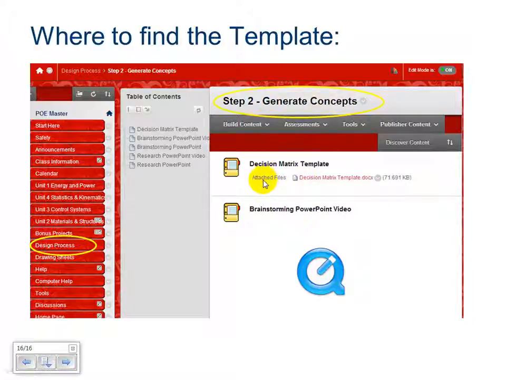So hopefully this helps you figure out the importance of a decision matrix and how to build one, and now we're going to give you a chance to try.